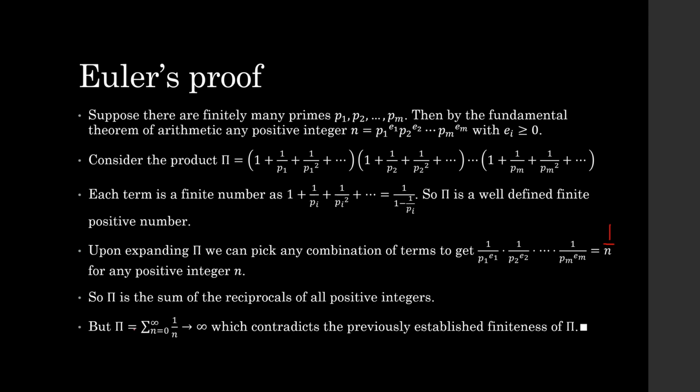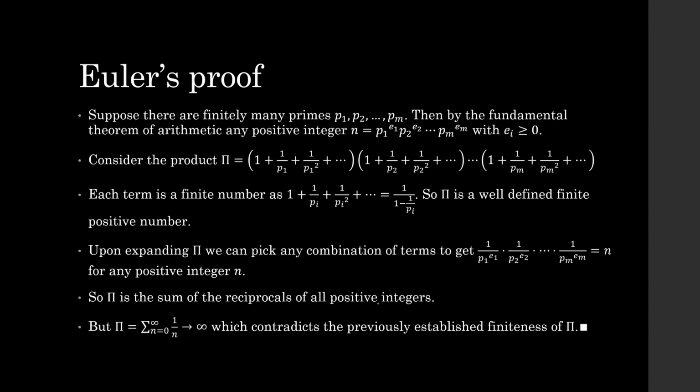But if big Pi is equal to the sum of reciprocals, well, we saw in the last slide that the sum of reciprocals is the harmonic series. But when you have an infinite sum of reciprocals like that, it diverges. So Pi is not well-defined, but we said that it was well-defined here. And so that's where we get our contradiction. We managed to prove first that Pi was finite, and then we managed to prove that it wasn't. So that's a contradiction, and that is the end of Euler's proof.